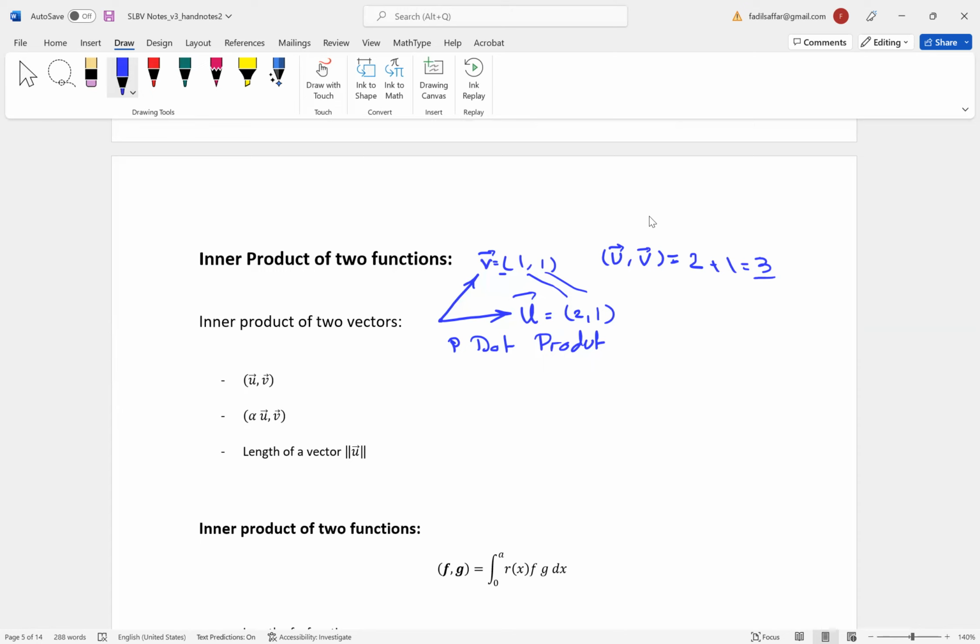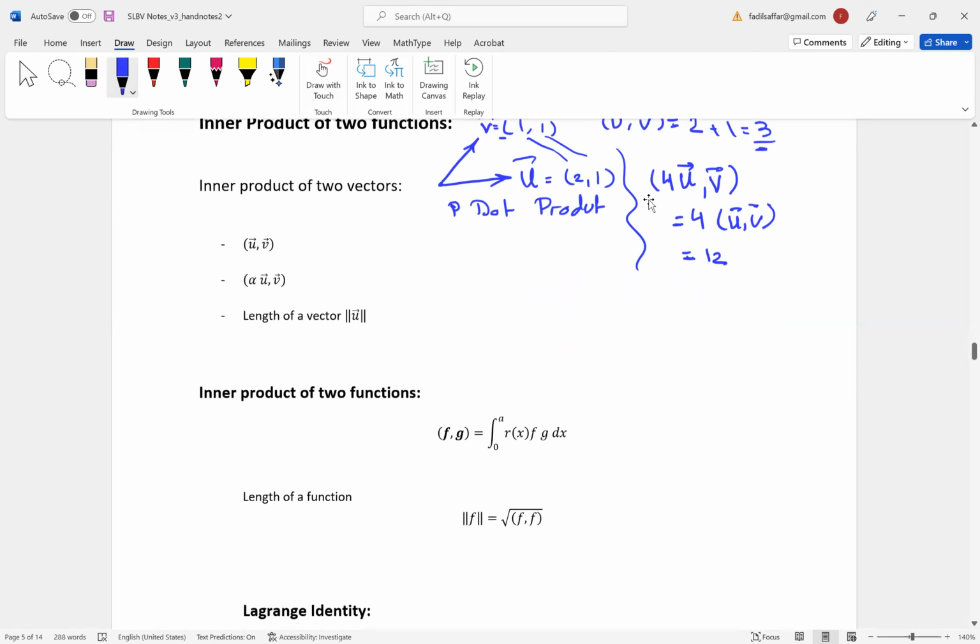Another property of the inner product, as you can see, is multiplication. If we have 4 multiplied by one of the vectors, let's say vector u, inner product with v, then that's just equal to 4 times the inner product of u and v. For example, we have 4, and we already found the inner product of these two, so that would be just 12. It sounds very trivial now, but once we go to functions, it will start to make more sense, and this one will be a bit easier.